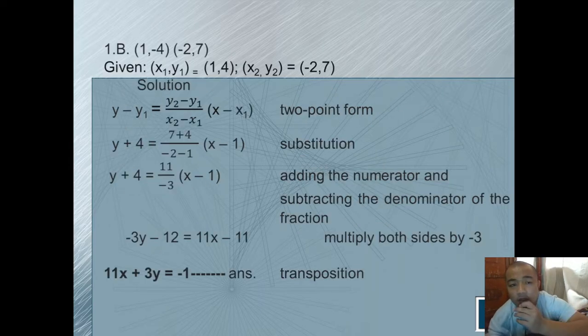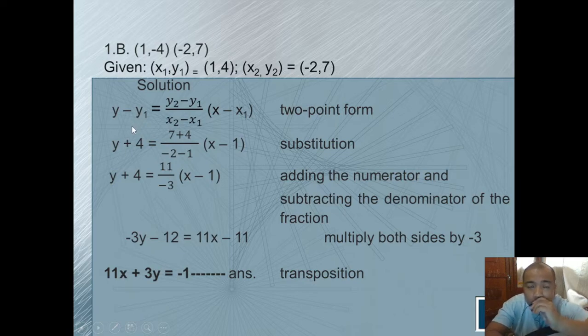Let's have here another example. 1b, (1, negative 4) and (negative 2, 7). Find the equation of the line that passes through these two given points. So again, since 2 points are given, we'll use the 2-point form of the equation of a straight line. x sub 1, y sub 1 is (1, negative 4). Yes, negative 4. So for x sub 2, y sub 2, we have (negative 2, 7).